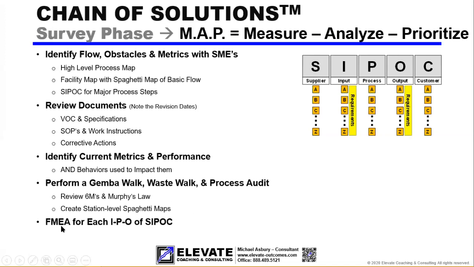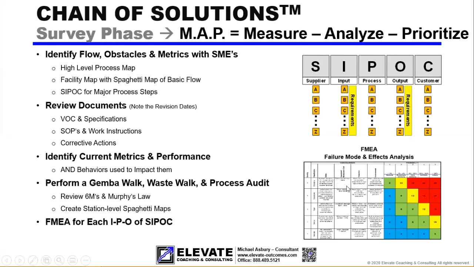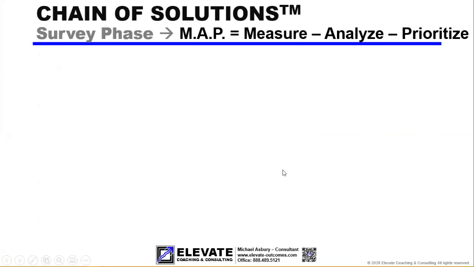So finally, we get together with the subject matter experts and do an FMEA on what could go wrong with these inputs and these outputs and the process steps for each of the SIPOCs that you've done for the stations in that area. And so we're looking at what could go wrong, what's the impact if it happens, what's the probability that it'll happen, and what's the likelihood that we can actually detect it if it does happen. Okay. So this is all feeding into the next level.